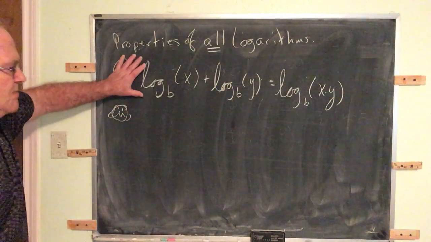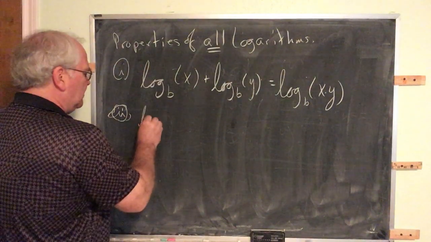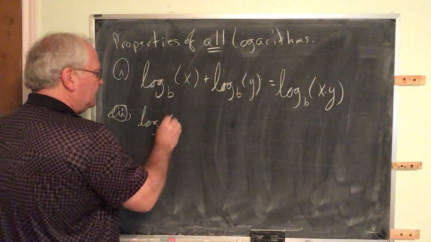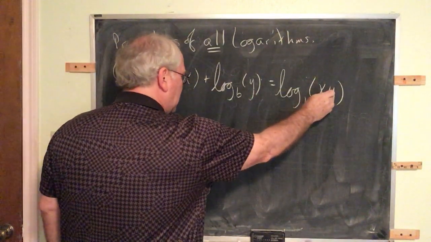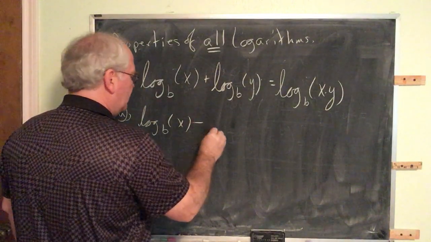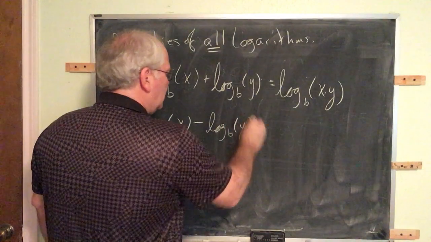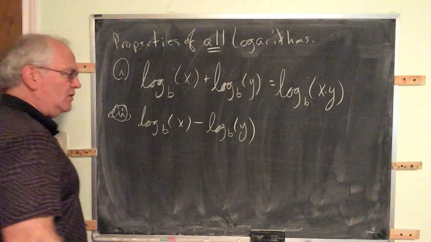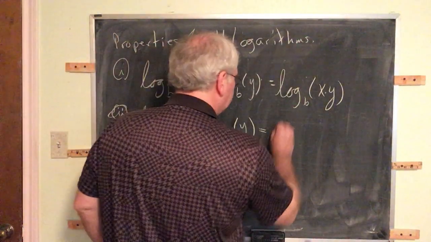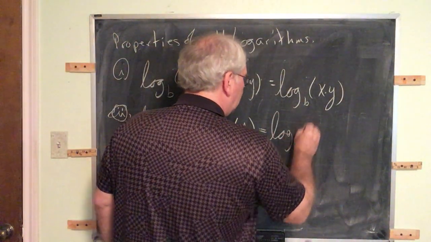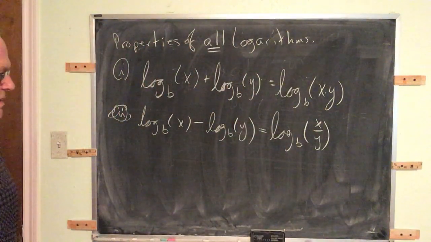Now, I haven't proven this, but we are going to accept that as an established fact. The second is very similar. If you accept the first, the second shouldn't be too much of a hassle. The first says if you add the logarithms, you multiply the arguments. The second property says if you subtract the logarithms, as you might imagine, you divide the arguments.